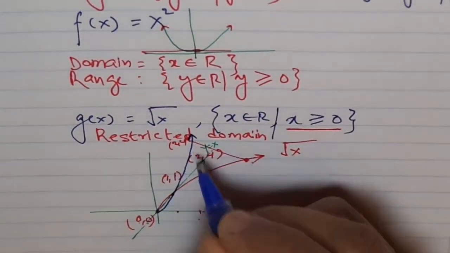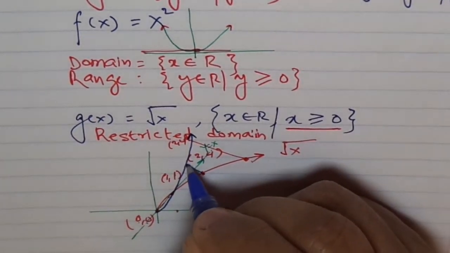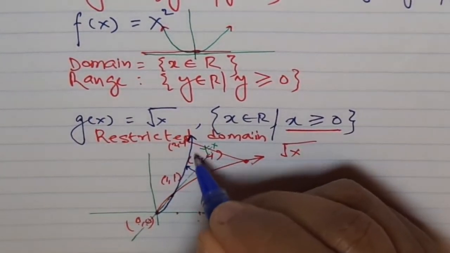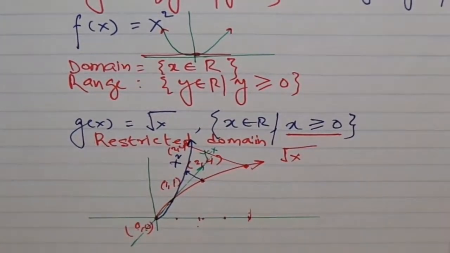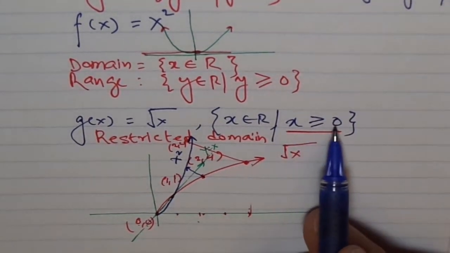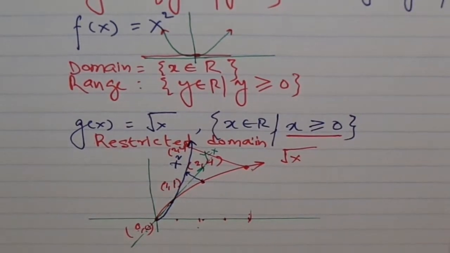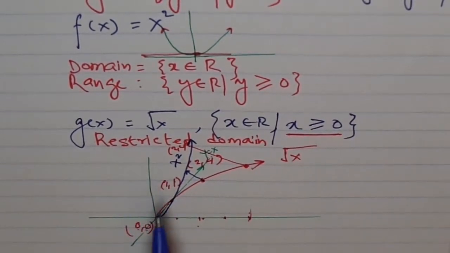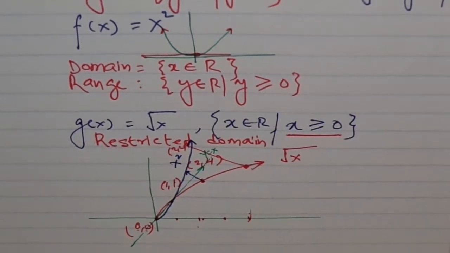What I'm trying to say is like this. These points get reflected there, and then we have a function here which is actually a part of x squared. So if we restrict the domain to x greater than or equal to 0, in that case, yes, square root x and x squared are inverses of each other. But if we don't restrict, then they are not.